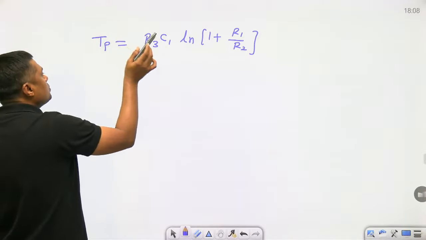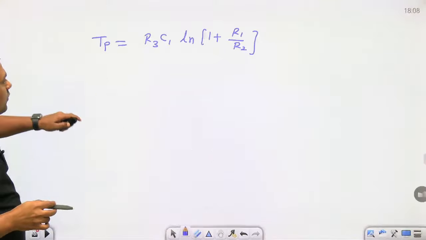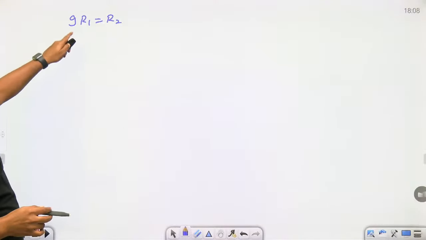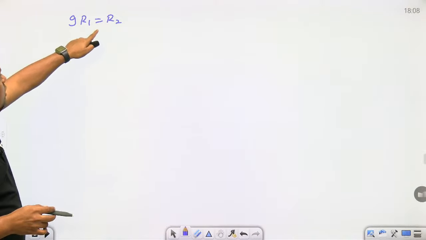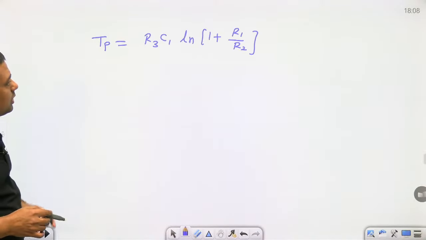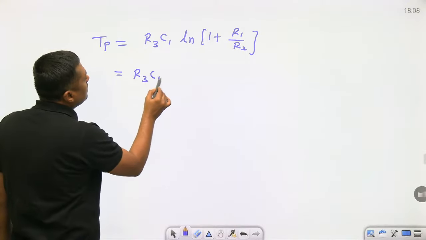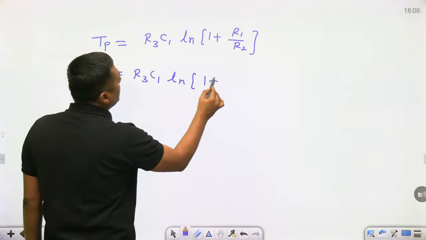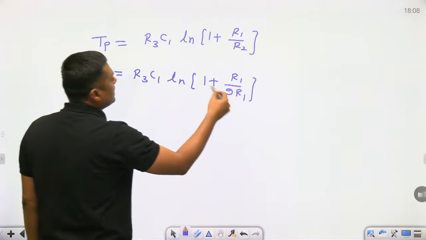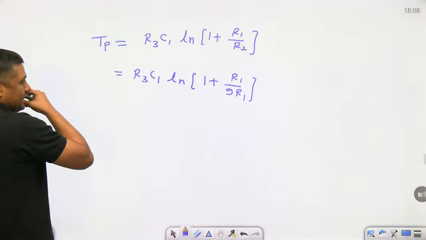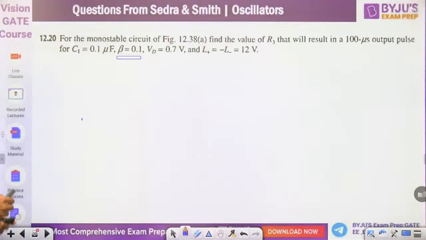So R2 is equal to 9 times R1, we have proved. Then R3 C1 log of 1 plus R1 upon 9 times R1, that is R1 cancels, and 1 plus 9, that is 10 by 9 you will get. So yes, what is the pulse width, it is given in the question.